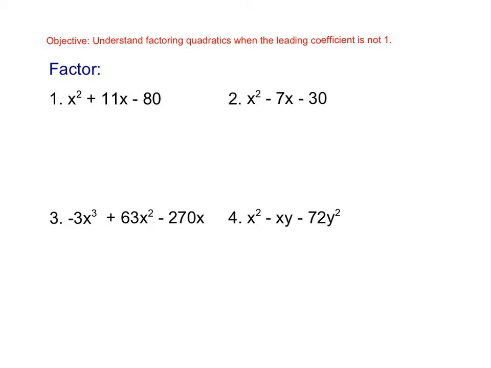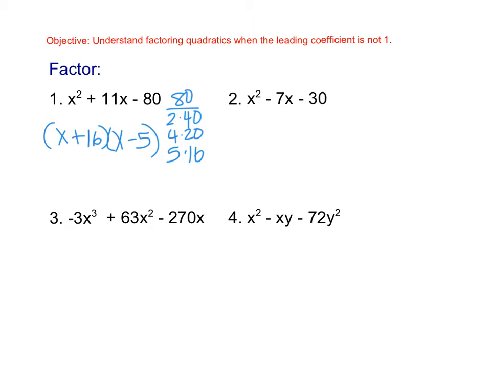All right, just for some review, pause the video and do these. They're ones that we've already done. This was on your quiz. So for this one, 80 and 11. I can't think of that one off the top of my head. Let's see, 2 times 40, 4 times 20, 5 times... it's 5 and 16. So x plus, x minus, the 16 has to be plus to make it a positive 11.